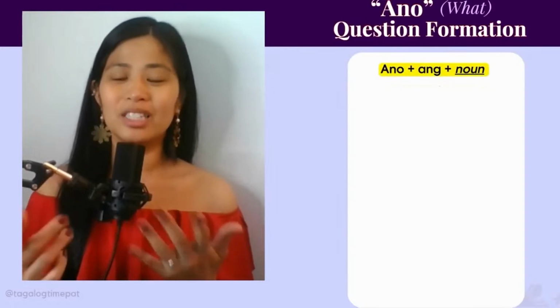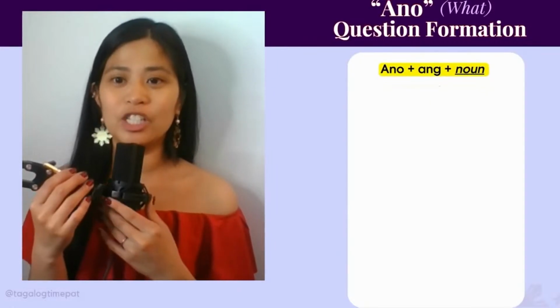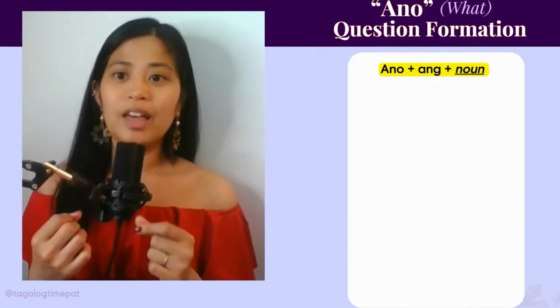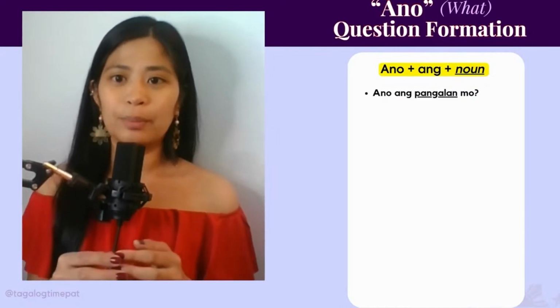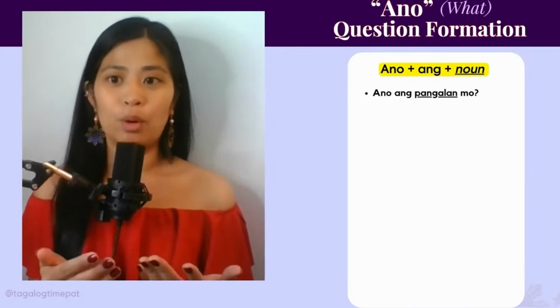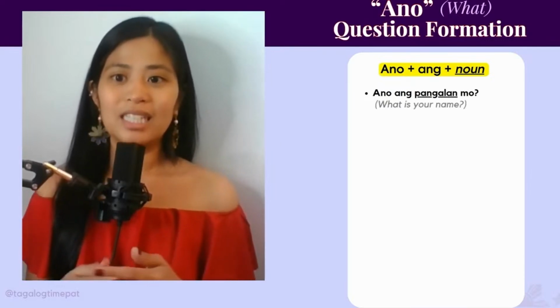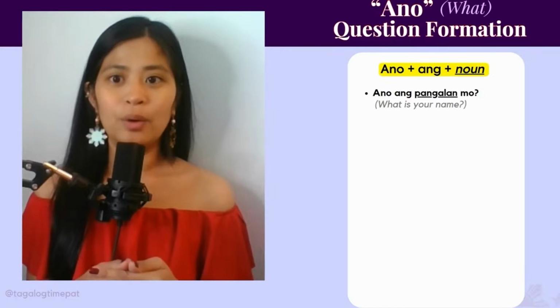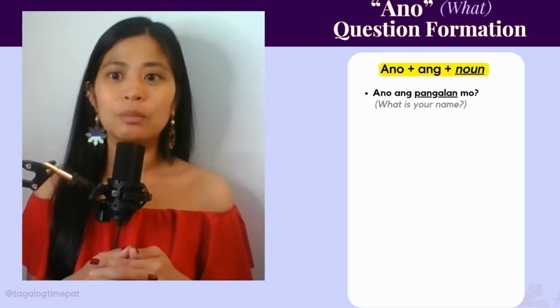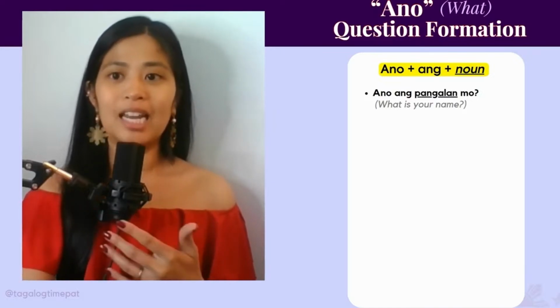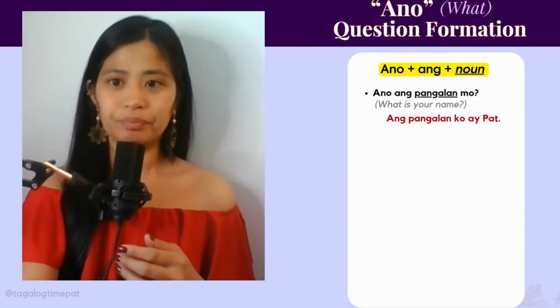So here are the different ways to use ano in a question. So ano, then the word ang, then a noun. So for example, ano ang pangalan mo? What is your name? Ano ang pangalan mo? And I underlined pangalan because that's the noun.